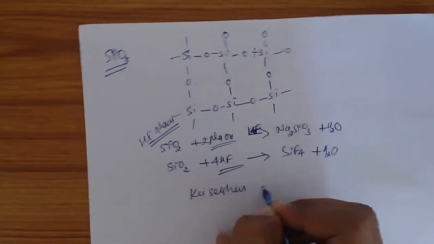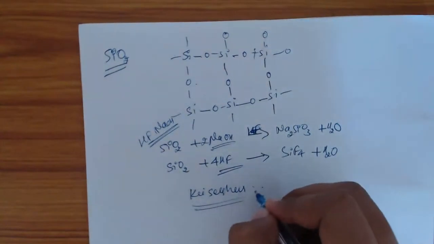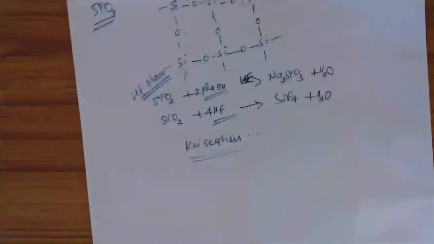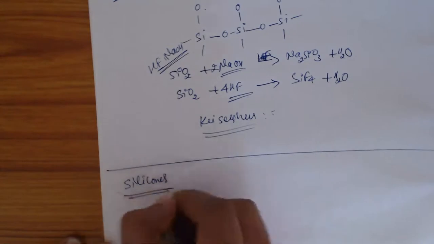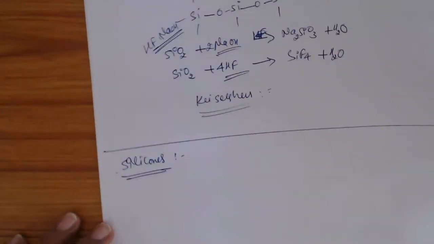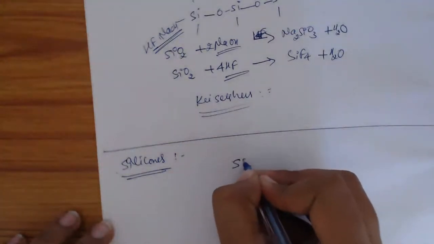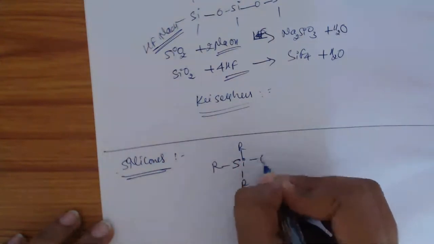Next, Kieselguhr, an amorphous form of silica, is used for filtration plants. Okay, this is silicon dioxide. Next one is silicones. So silicones, their structure is very, very important. That is silicon further bonded to R.